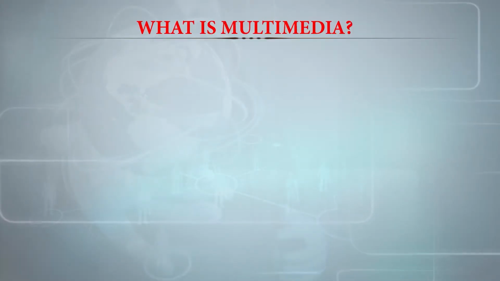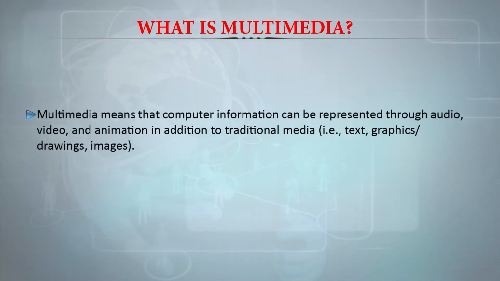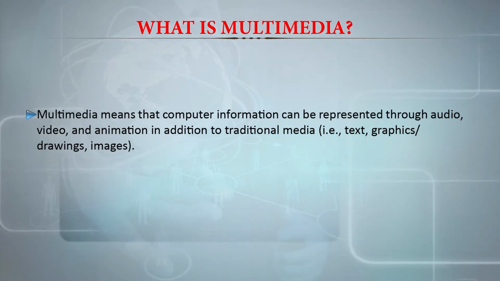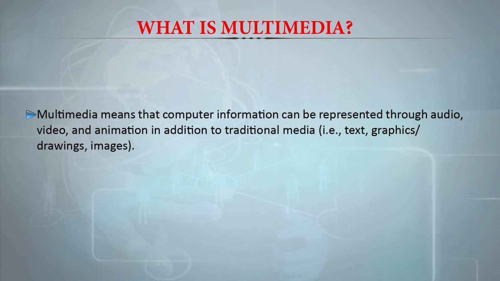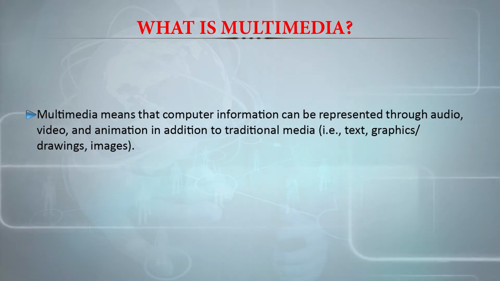So, what is multimedia? Multimedia means that computer information can be represented through audio, video and animation in addition to the traditional media, that is text, graphics, drawing and images. As you come across text material, where we use the book as a text material, reading material and reference material, traditionally we use all of this as text-based material.